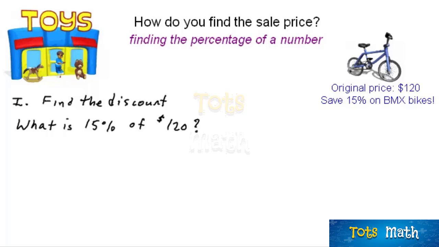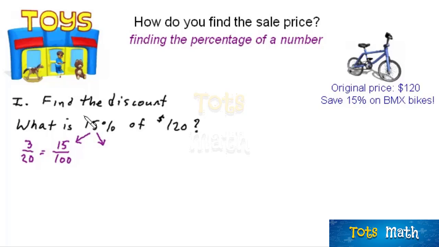$120? In order to find the percentage of a number, all you have to do is multiply the number by the percentage. But in order to do that, we have to change the percentage into a fraction or a decimal. Now, to change 15% to a fraction, all we have to do is write 15 over 100. And we can reduce this fraction by dividing the numerator and the denominator by 5, and that gives us 3/20.